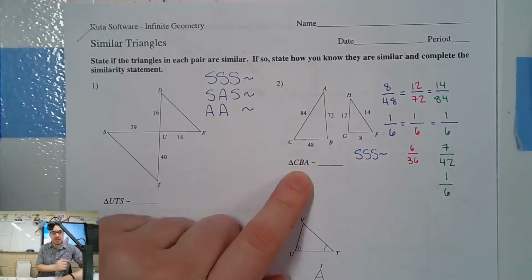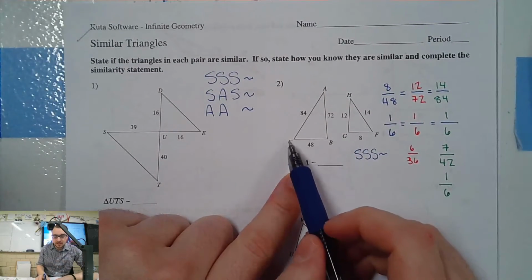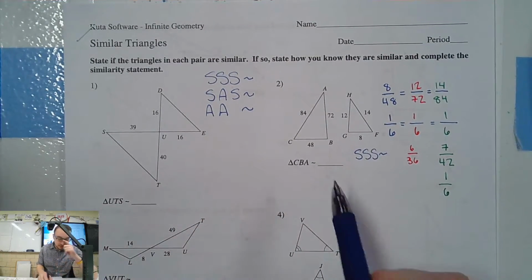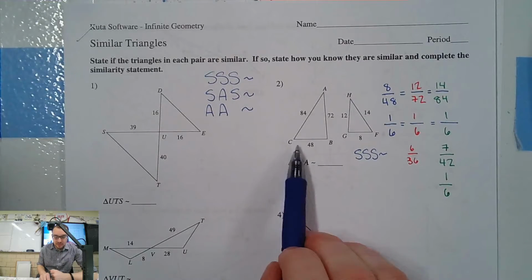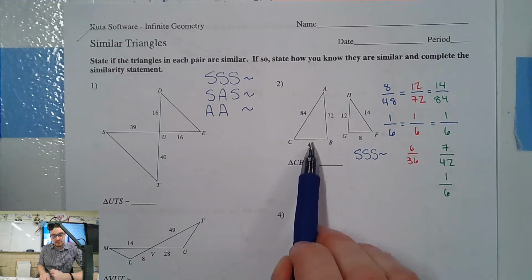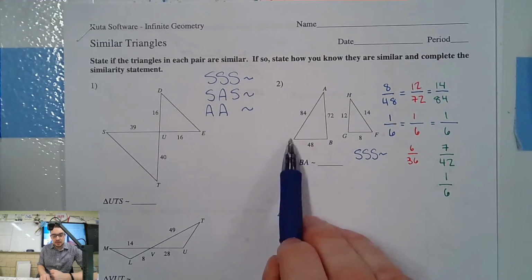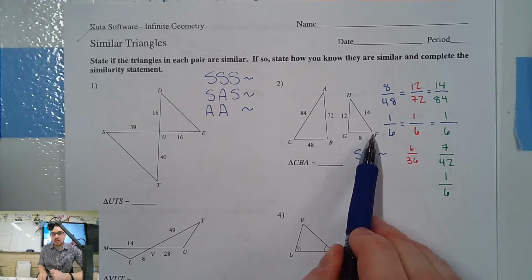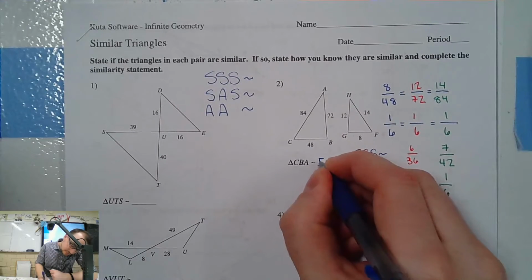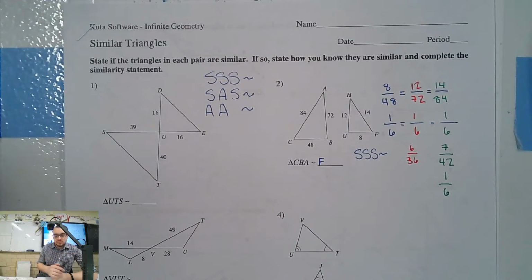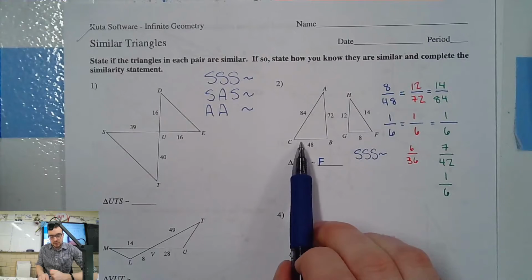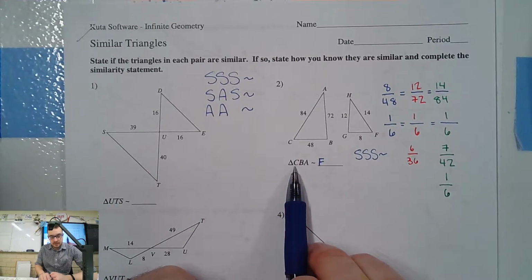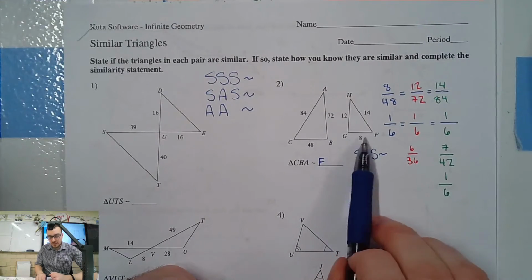So triangle CBA is the one on the left, right? CBA. Now it's matched up with the one on the right. Notice that C, it's made up of the smallest side and the biggest side, right? Smallest side and biggest side over here is this side and this one, so that's going to go with F. You guys see how I matched those up? Smallest side over here, biggest side over here, that's what C is, right? So I go over here and find the smallest side and biggest side, that's F.